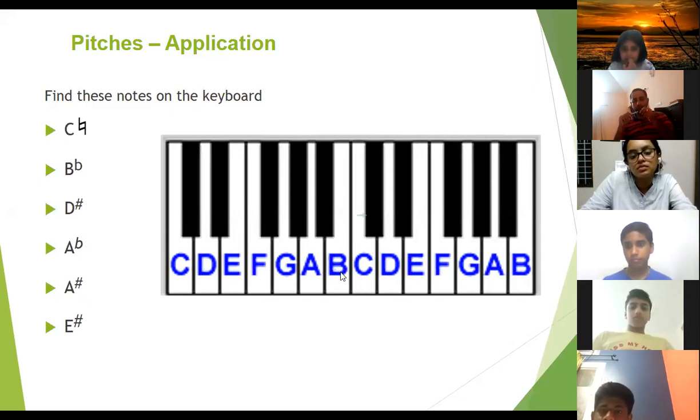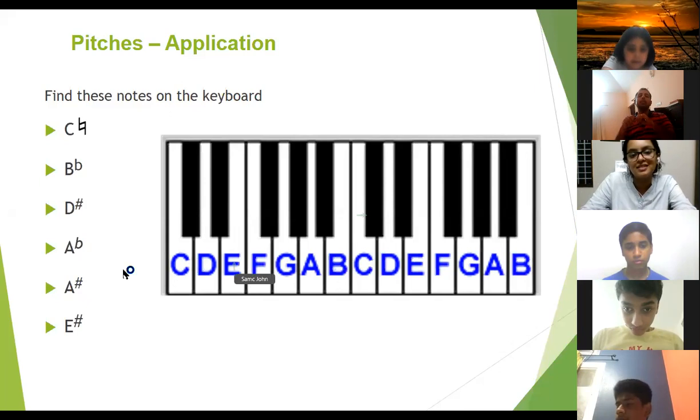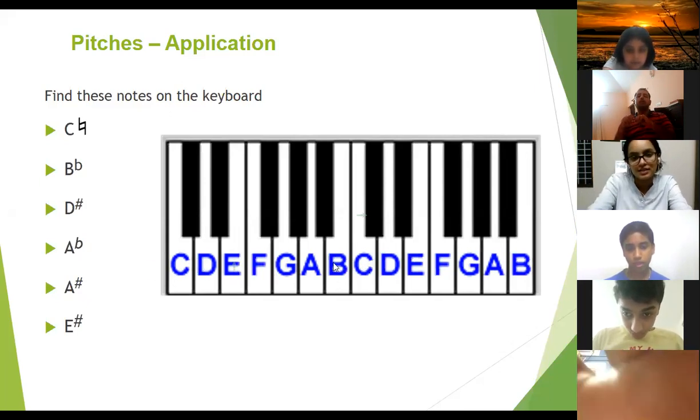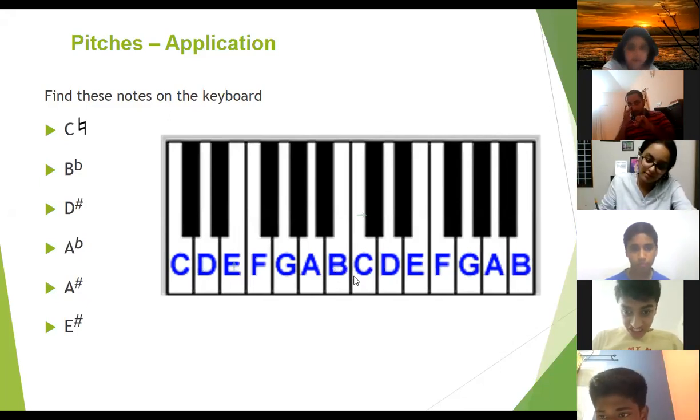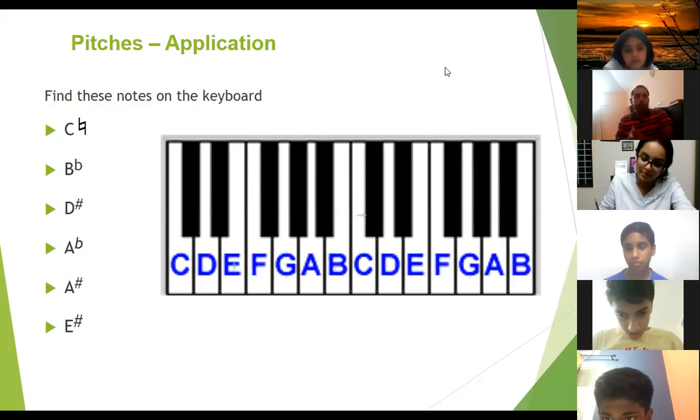Okay, next one is flat, right? B flat, A flat, G flat, F flat. What is F flat? E flat, D flat. What is C flat? F flat is E, and C flat is B. Okay, you understood, right? Any confusion for anyone? Some of you might be a little confused, but keep it simple.